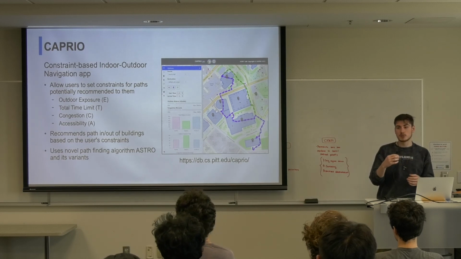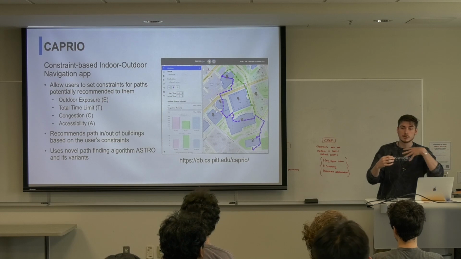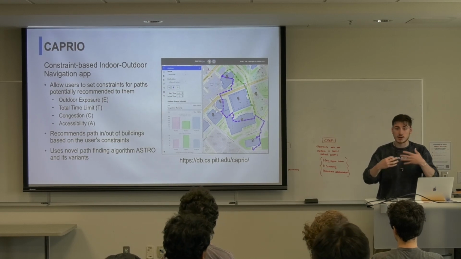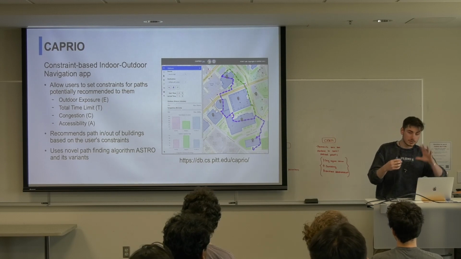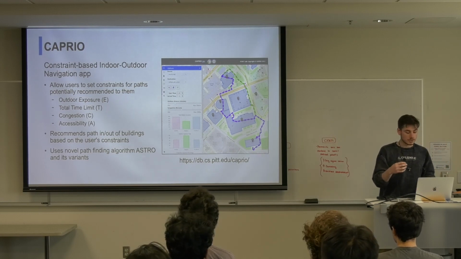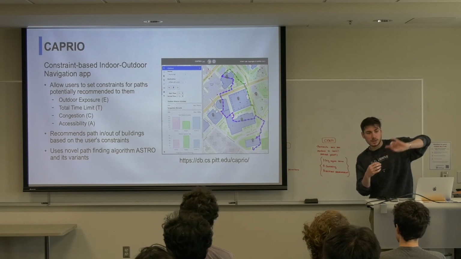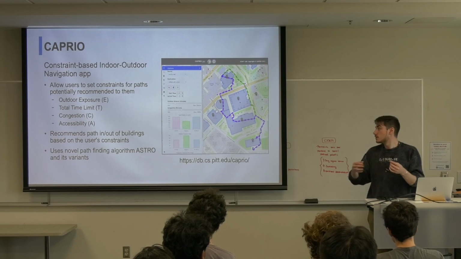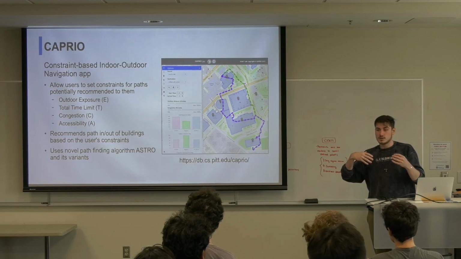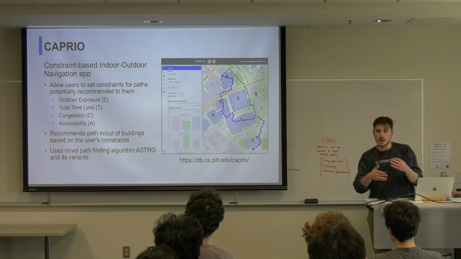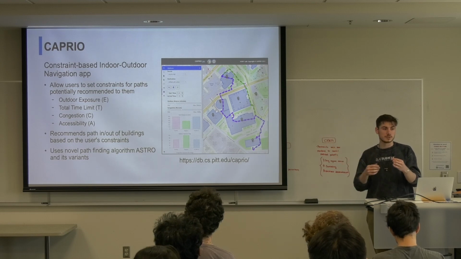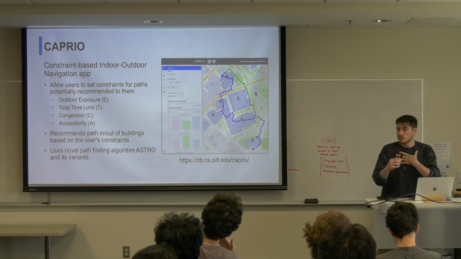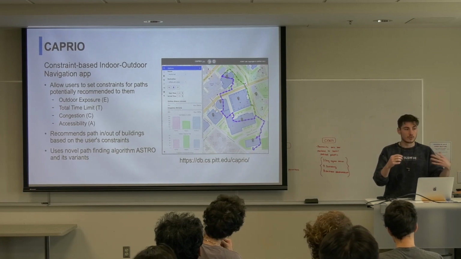We have a constraint for that as well. Or maybe they have mobility concerns, right? And so being able to control for that and make sure that any path recommended to them is accommodating of those needs. These are all things you can set as the user. And then the next piece of this is the indoor-outdoor paths. What that means, very literally, is that the paths recommended to you are able to go in and out of the buildings, and that lets you get to your destination faster. And my main focus has been the pathfinding algorithms for Caprio.